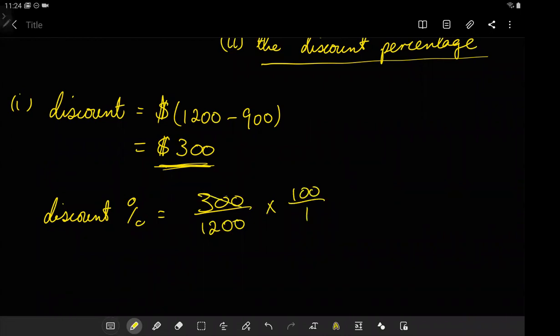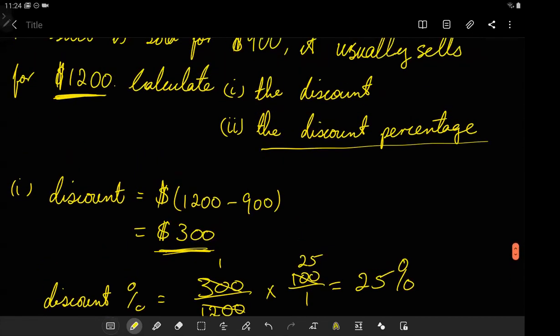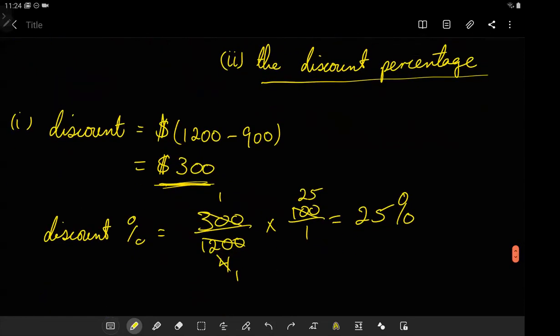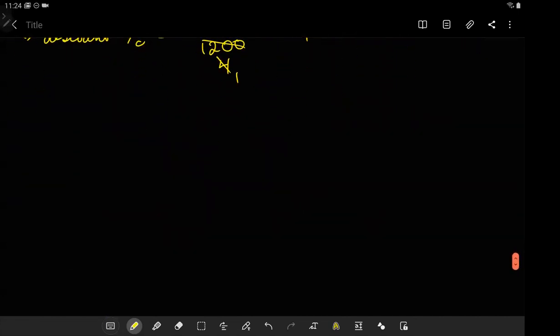So we could say 300 into 1200 is 4, and 4 into 100 is 25. So that is equal to 25%, which would make sense because if we do 25% of 1200, we get the $300, which is the discount. So we got the percentage. This is part 2. Let's label that properly. Let's take a look at another example.